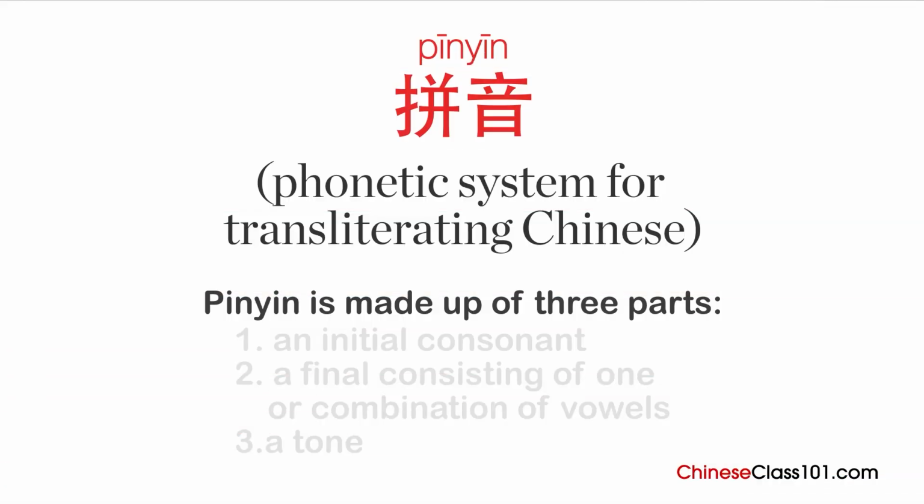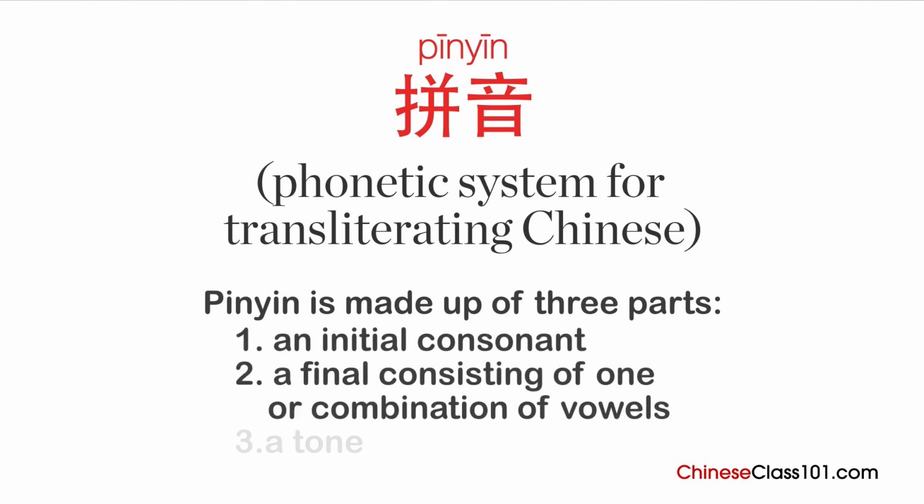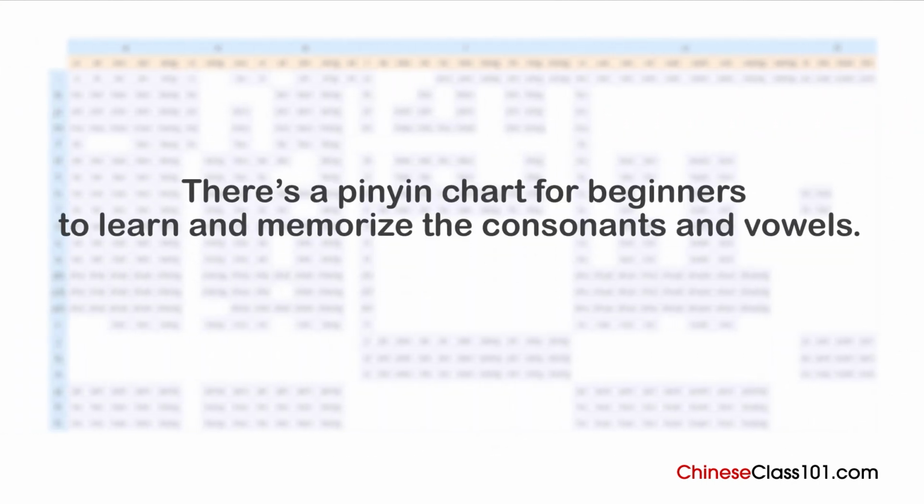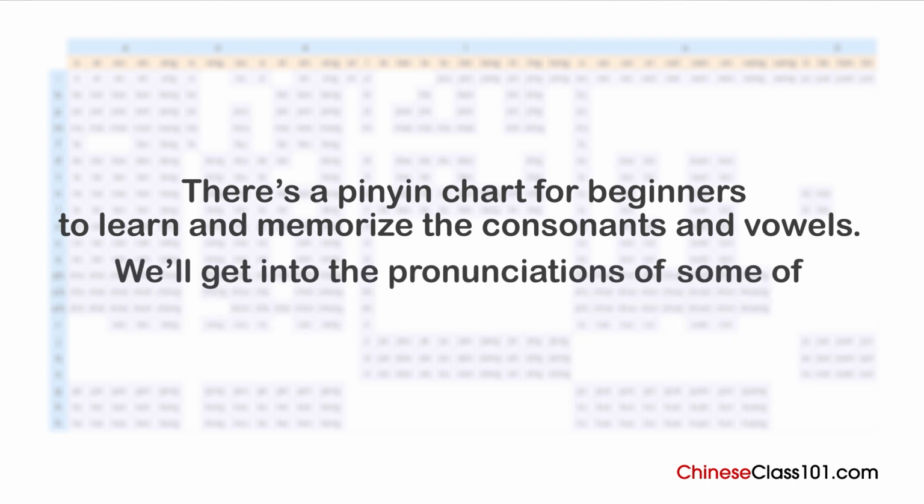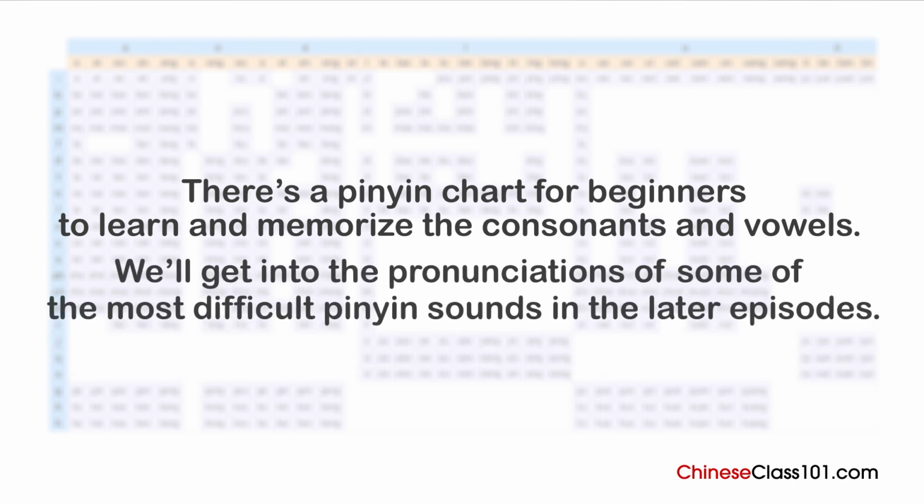Pinyin is usually made of three parts. An initial consonant, a final consisting of one or a combination of vowels, and a tone. There's a pinyin chart for beginners to learn and memorize the consonants and vowels. We'll get into the pronunciations of some of the most difficult pinyin sounds in the later episodes.